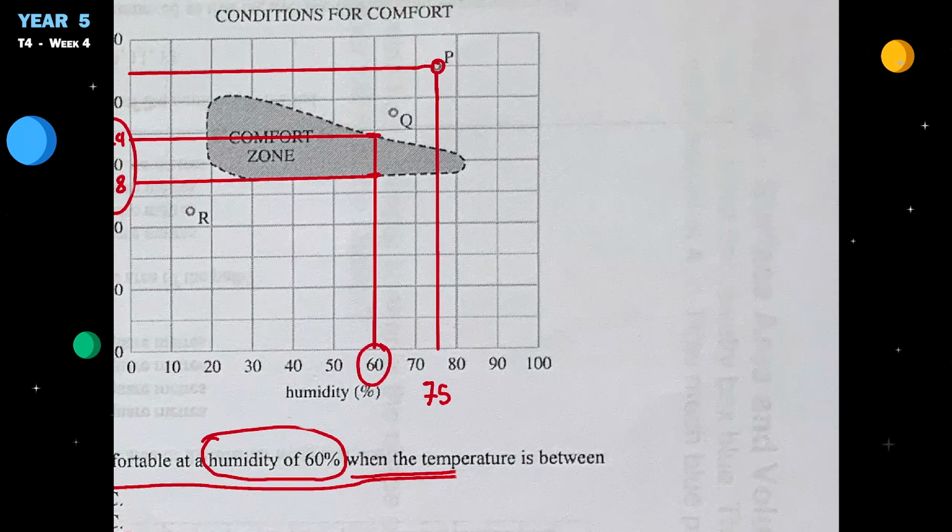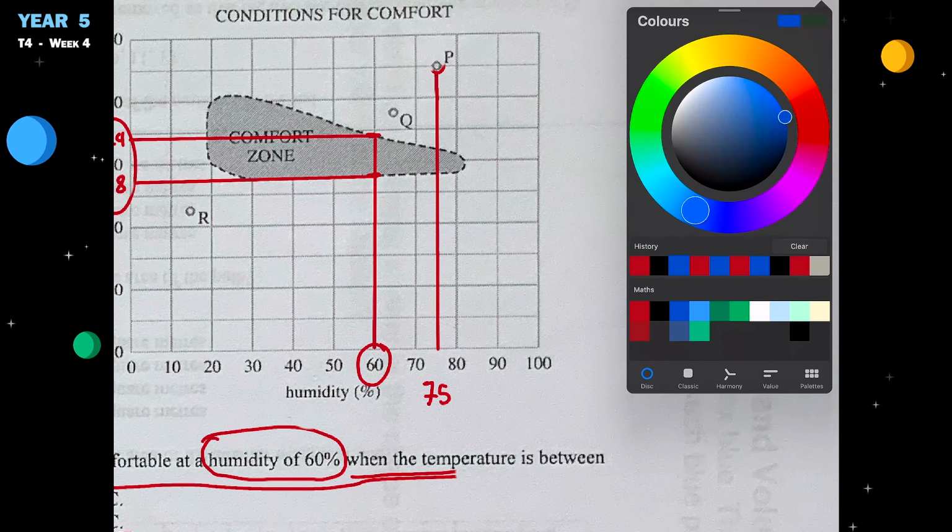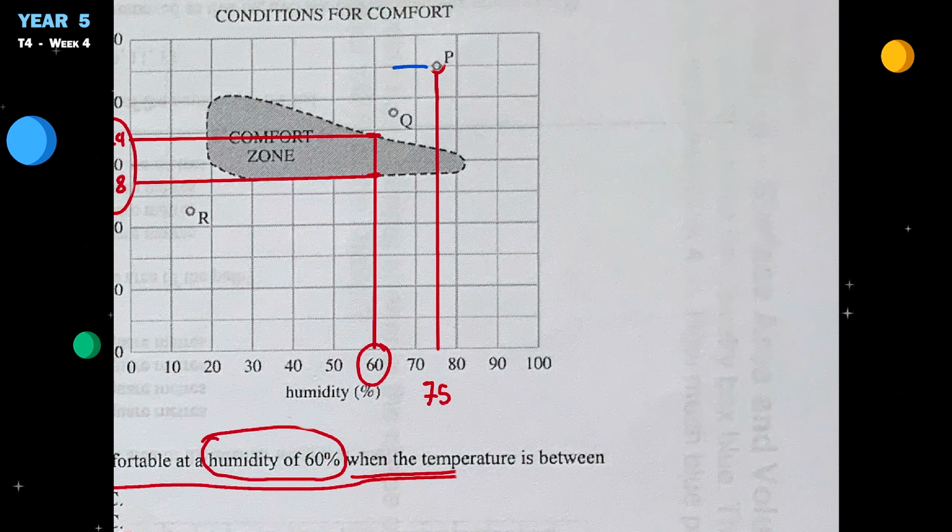Well, let's have a think about it. If we drop the humidity for point P, will we be comfortable or not? Look at this one. I'm going to put this in blue. If I take point P and I go down in humidity, I'm still not going to reach, I'm not going to hit the comfort zone, am I? Because the temperature is just way too high.